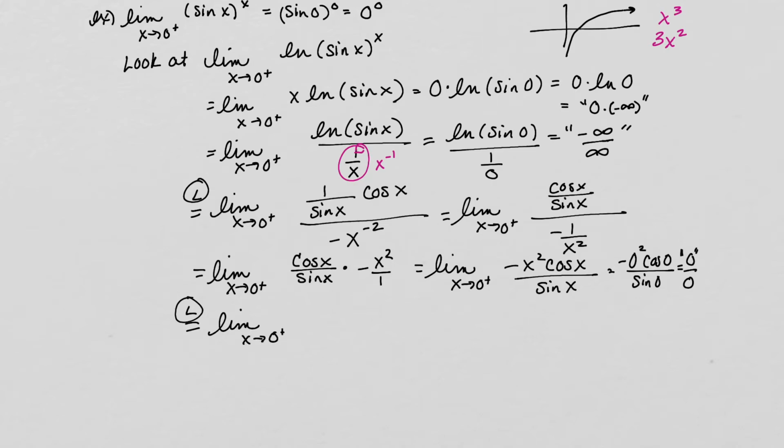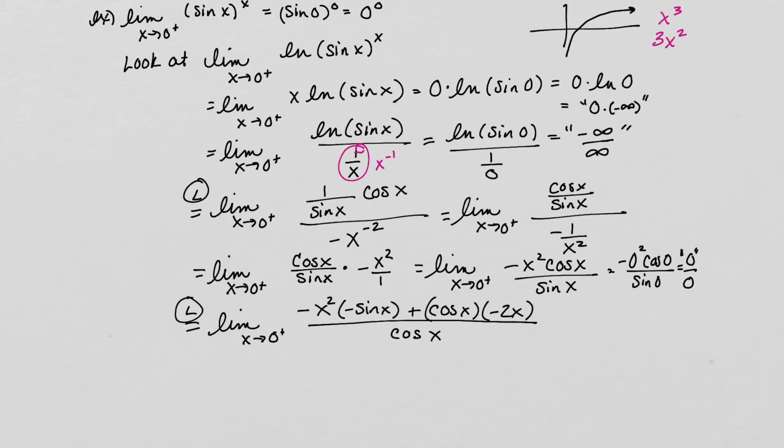So the limit as x approaches 0 from the plus side of, okay, the derivative of the top, we have to use the product rule. So first, minus x squared times the derivative of the second, so times minus sine x, plus the second, cosine x, times the derivative of the first, minus 2x, all over the derivative of the bottom. The derivative of the bottom is cosine x, right?